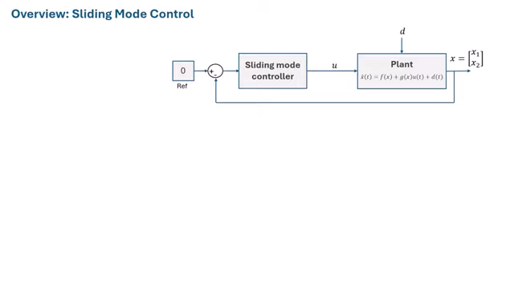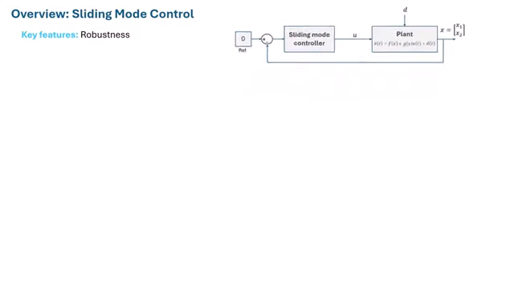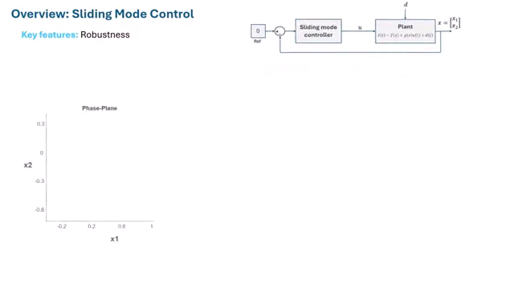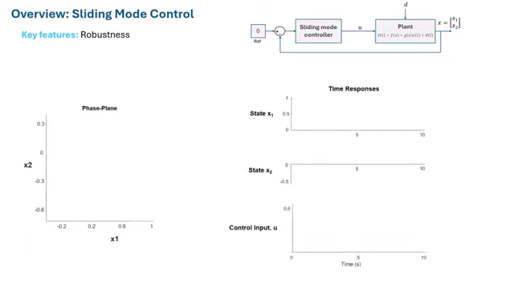The key feature of sliding mode control is its robustness, even when the system dynamics are not fully known or when external disturbances are present. To discuss how robustness is achieved in sliding mode control, we will use this phase plane diagram where one state is plotted against the other, along with the time responses for the states and the control input.